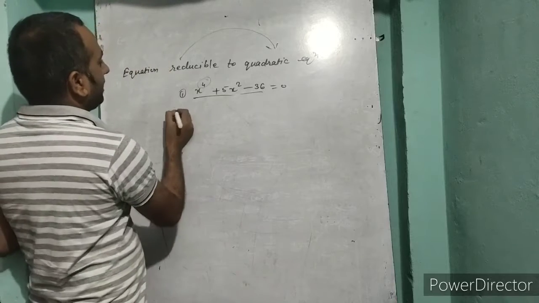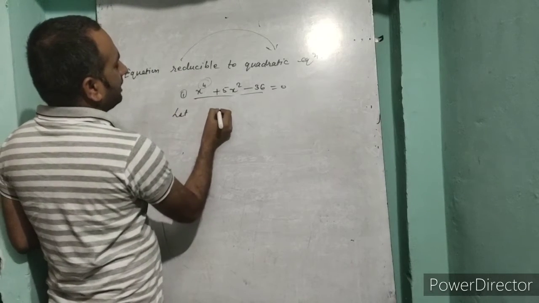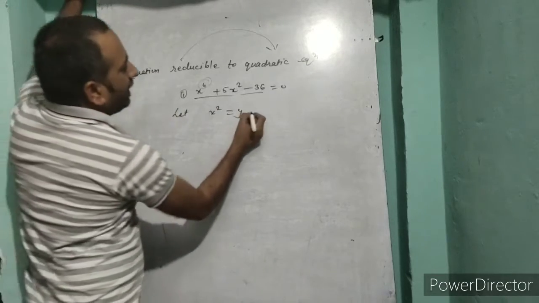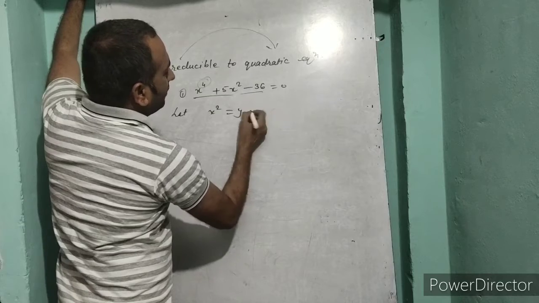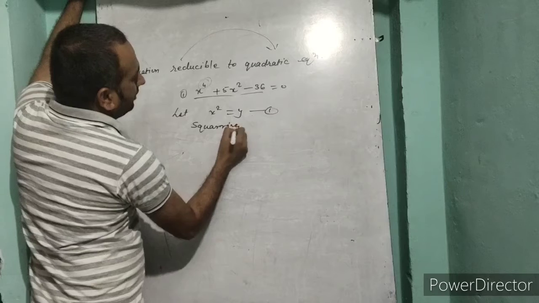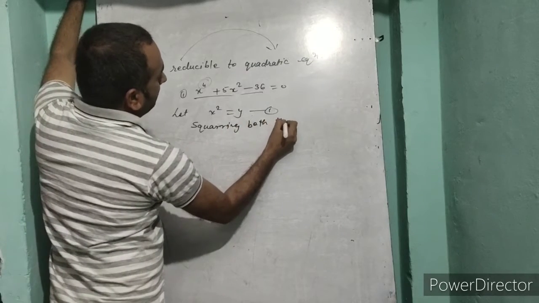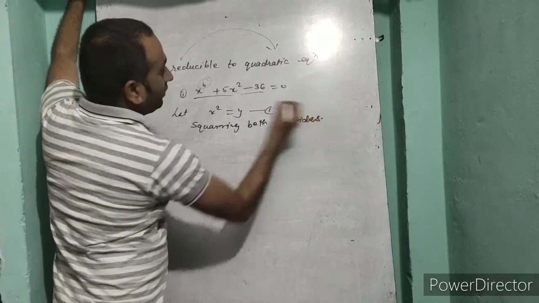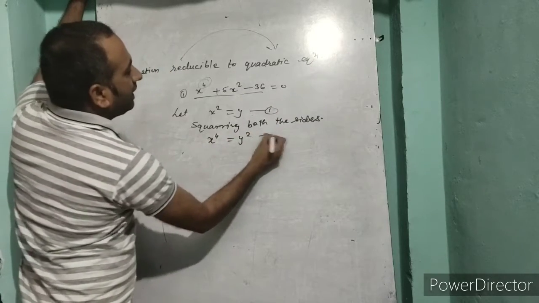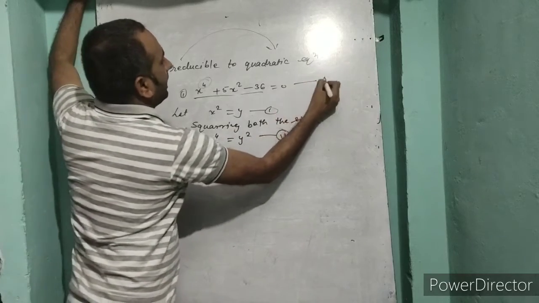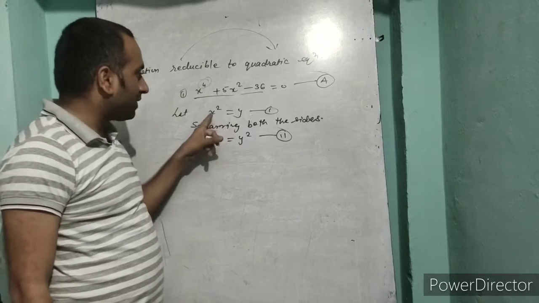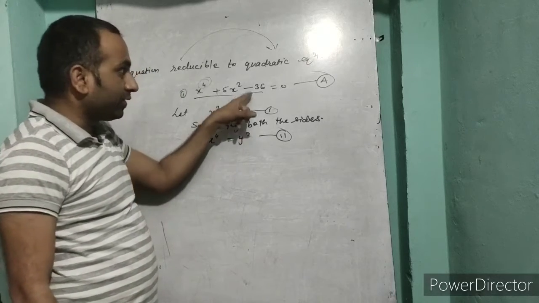Let x square is equal to y. So tell me, suppose this is equation first. Squaring both the sides, you will get x to the power 4 is equal to y square. This is equation number A. Here, what is the value of x to the power 4? You will put y square. What is the value of x square? You will put y in your equation.